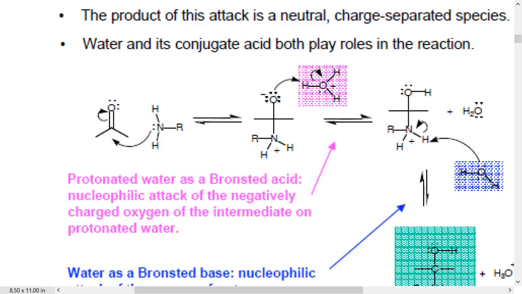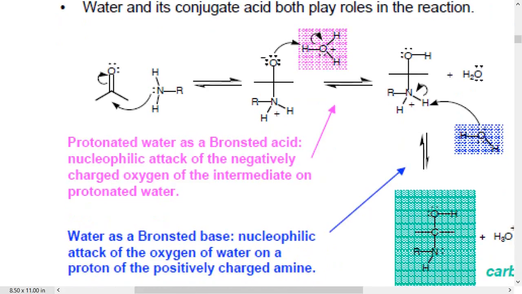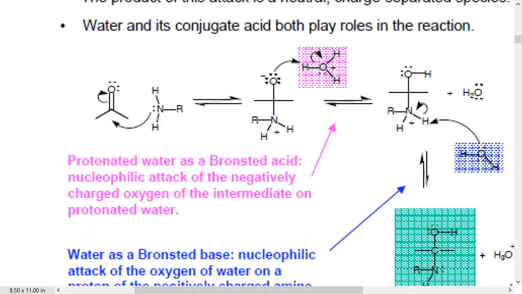So what is the first step? The first step is this alkoxide formation, the negatively charged oxygen, where the conjugate acid of water, H3O plus, is going to give a proton to this oxygen. The lone pair on the oxygen moves to the hydronium, and you will see OH. In the next step, this hydrogen will be picked up by water and you will have NH2. Protonated water acts as a Bronsted acid. This is protonated water, and it is now acting as a Bronsted acid.